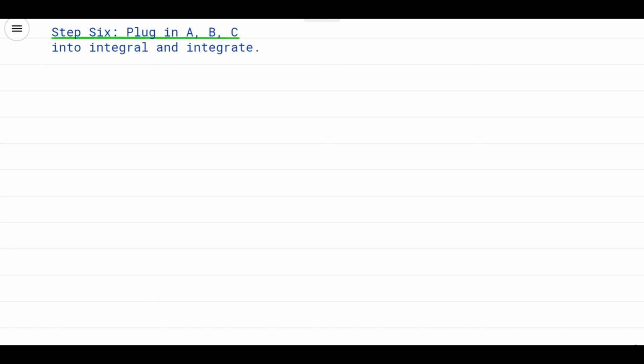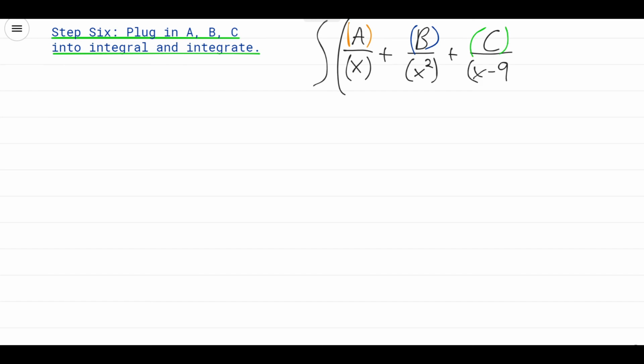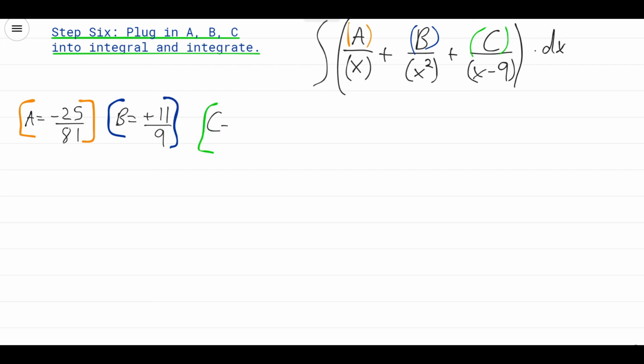So now for step 6, what I'm going to do is plug a, b, c into the integral, and I'm going to integrate the function. So recall what we had originally set up in partial fraction decomposition form was a over x plus b over x squared plus c over x minus 9, integrating with respect to x. So recall our a was negative 25 over 81, our b was equal to 11 over 9, and our c was equal to positive 25 over 81. So that's what we solved for in the previous step. So now we're going to plug these into the integral.